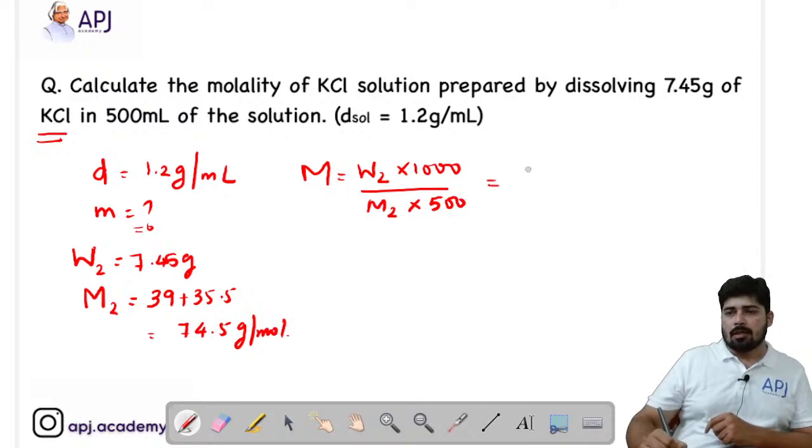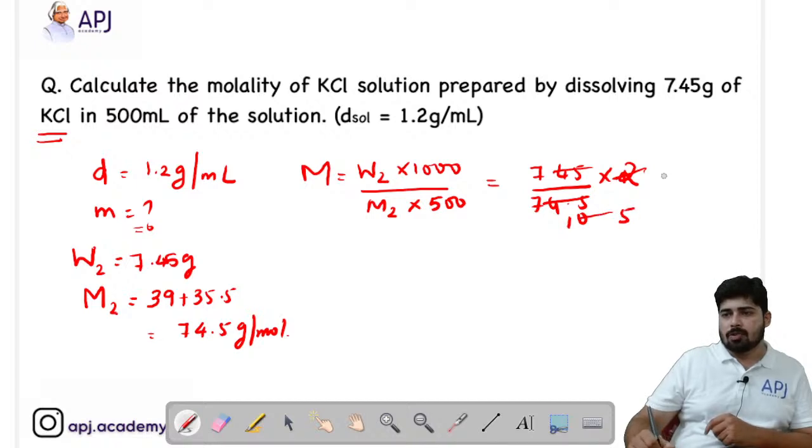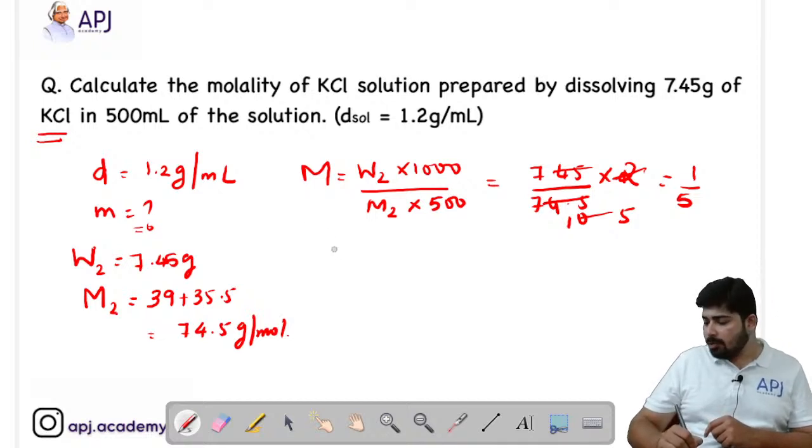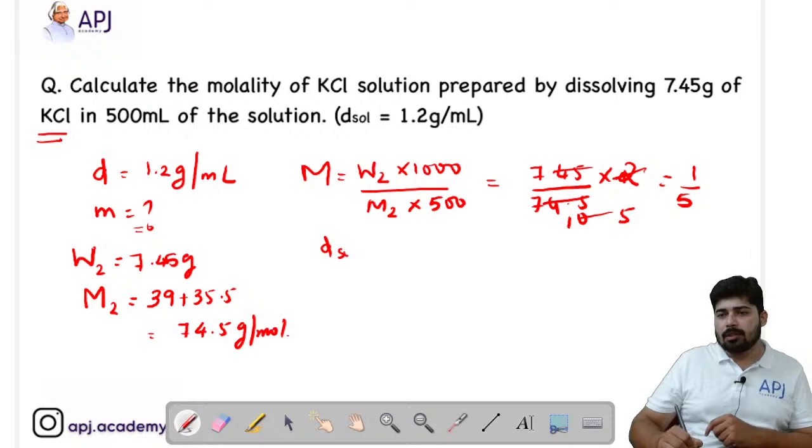So here W2 is 7.45 and M2 is 74.5, into 1000 divided by 500, is equal to 2. Now if you cancel this, you will get a 10 below, and if you cancel this, you will get a 5 here. So molarity is equal to 1 by 5. Now what's the formula we have? That is, density of solution is equal to molarity into M2, that is molar mass of solute, divided by 1000 plus 1 by molality.